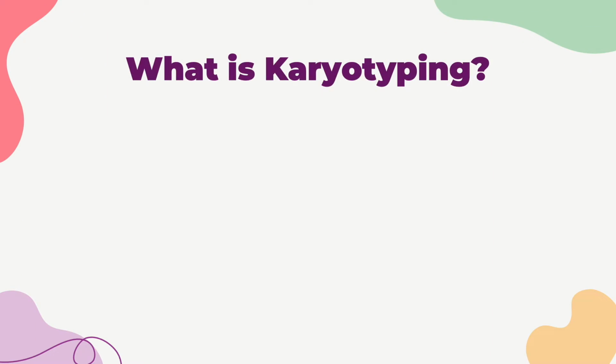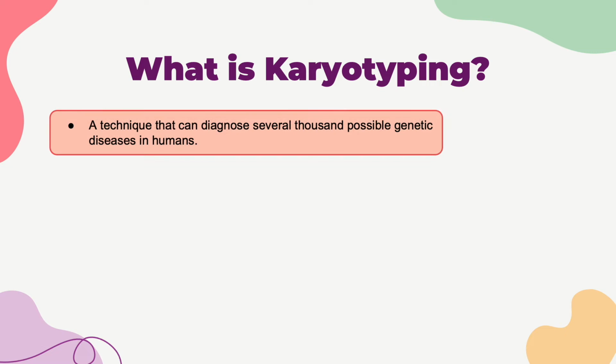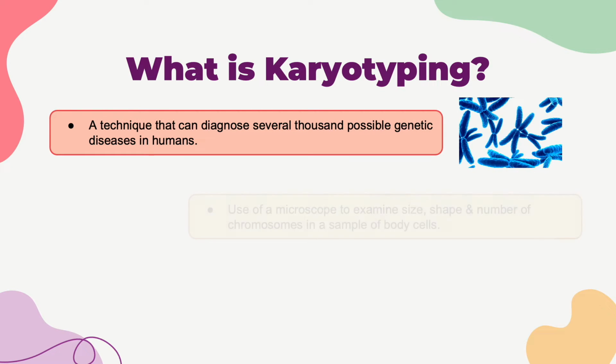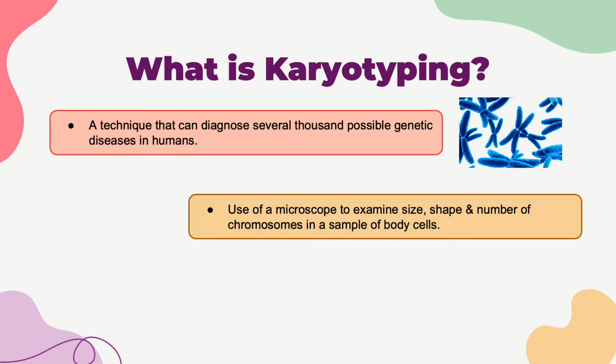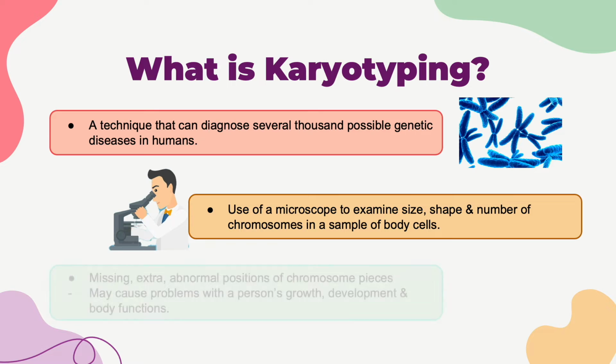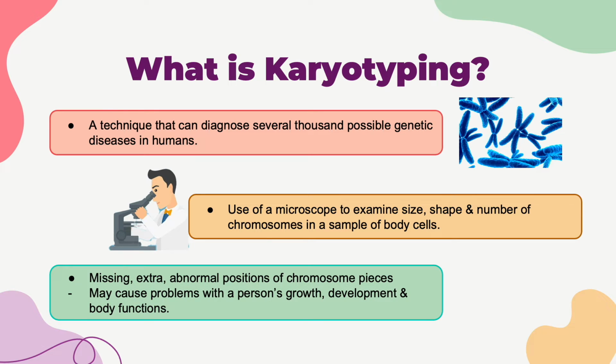So, what is karyotyping? Karyotyping is a technique that can diagnose several thousand possible genetic diseases in humans. Karyotyping refers to the use of a microscope to examine the size, shape, and number of chromosomes in a sample of body cells. Missing, extra, or abnormally positioned chromosome pieces may cause problems with a person's growth, development, and body function.